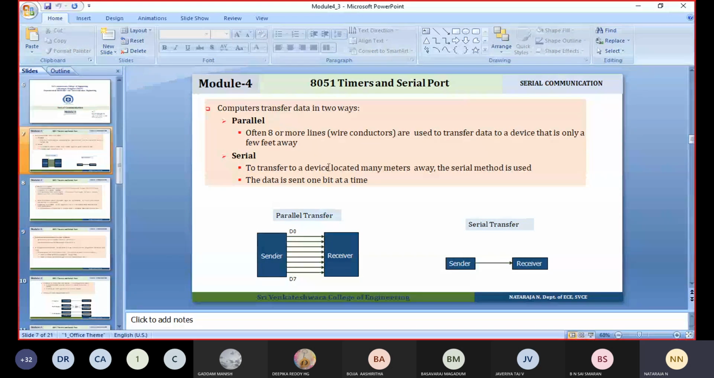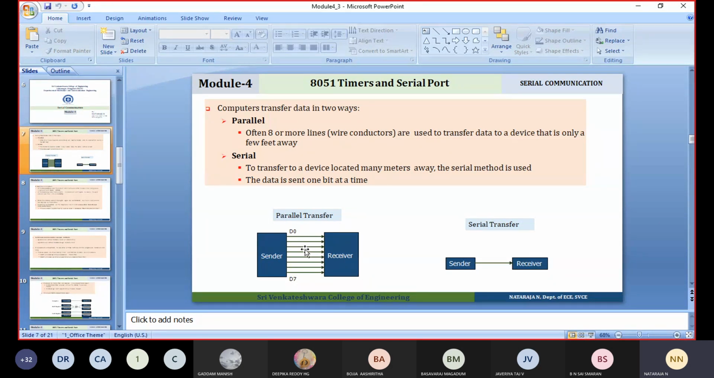Not only from D0 to D7, if you want you can take D0 to D15, like that we can extend. It's 8 bit, 16 bit, 32 bit, like that we can extend the bits and we can transmit data from source to the destination. That is about your parallel communication.